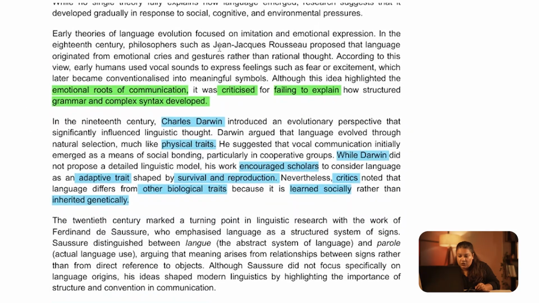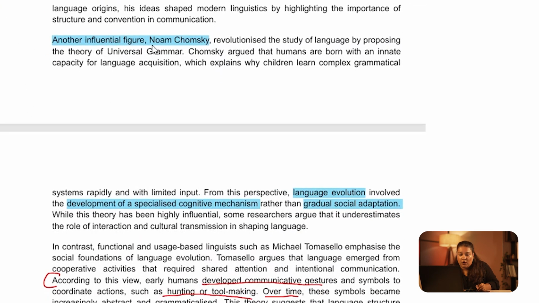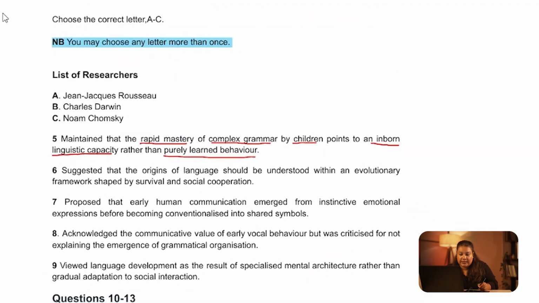So let's start looking for it. We have a name here, but it doesn't say anything about children. Let me keep moving down. We have Charles Darwin, but again, it does not talk about children. Here also we have a name, Ferdinand, but again, it doesn't talk about children or inborn capacity. Moving further down, we have Noam Chomsky's name. Do we have anything talking about children? Yes. Here it clearly talks about why children learn complex grammatical systems rapidly and with limited input. It also says that Chomsky argued that humans are born with an innate capacity for language acquisition. So in that case, it is Chomsky. I'm going to mark my answer as C.